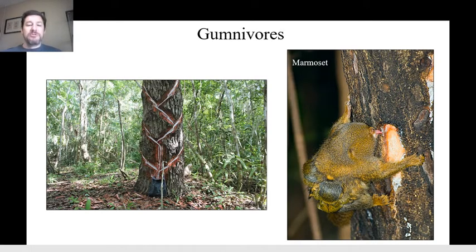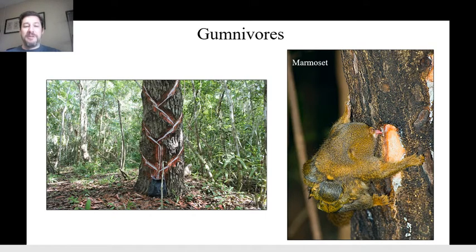Okay, then we have an unusual adaptation called gumnivory. This is eating gum from trees, and we don't have a lot of gum-producing trees here. As an example, I have a chicle tree from where I work in Belize. This is where chewing gum comes from. That's why they're called chiclets, right? Because the original product was chicle.